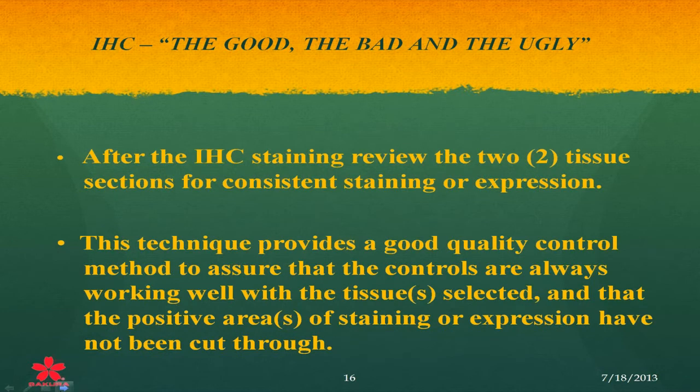After the IHC staining, review the two tissue sections for consistent staining or expression. If your first tissue section was positive, you're going to look at that 25th section to make sure that it was positive also. This technique provides a good quality control method to assure that the controls are always working well with the tissues selected, and that the positive area of staining or expression have not been cut through, because that's very important.